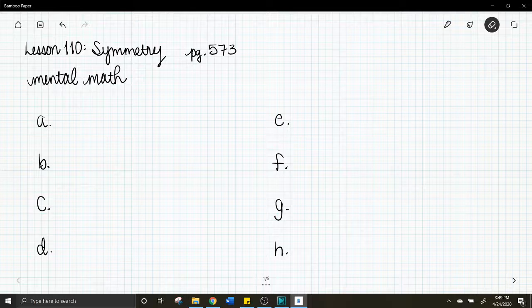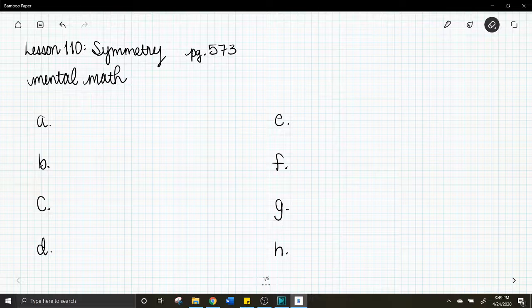We are unbelievably close to the end of our book. It's making me a little, I can't believe it. But we're here, we're on lesson 110, Symmetry. Starts on page 573. So make sure you have your book ready, pencil, paper, whatever else you may need. And we're going to start with the mental math.